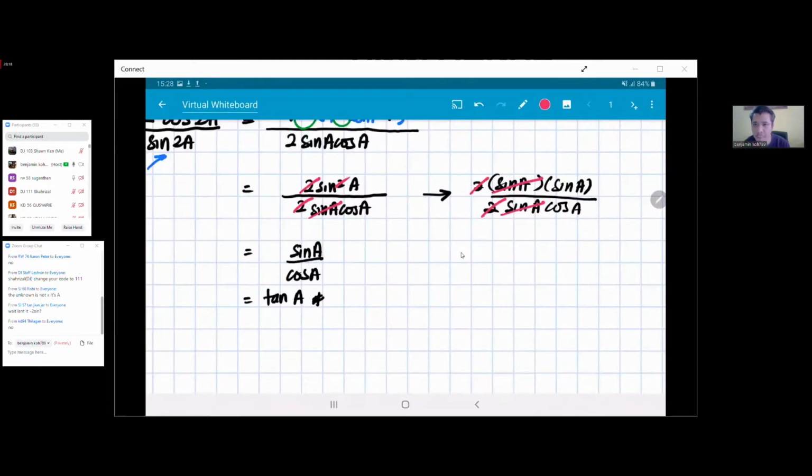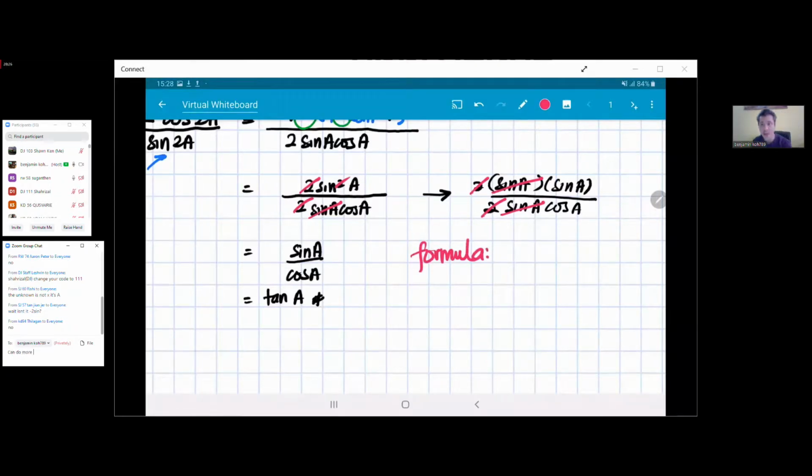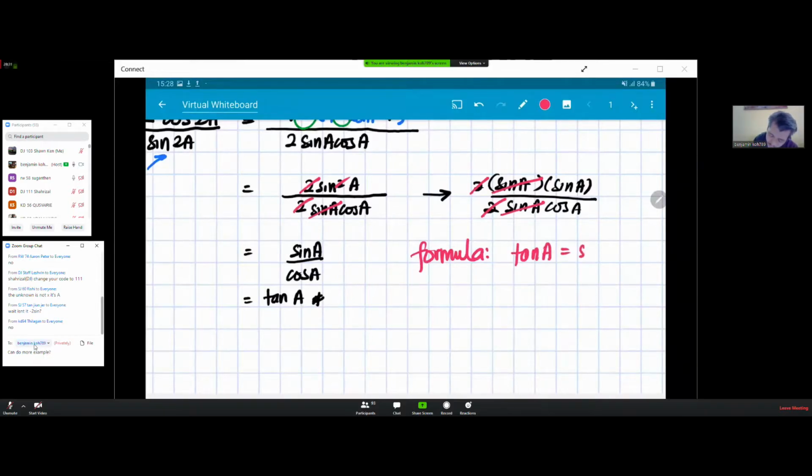Okay. Orang tanya macam mana kita dapat tangent A sebab diorang kena hafal formula. Okay. Dari formula yang tidak diberi in the exam yang diorang kena hafal, formula dia ialah tangent A bersamaan sin A bahagi dengan cos A. Boleh faham? So yang tu ialah formula. Okay. Yes, I will do more examples.